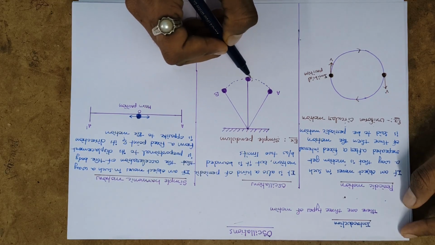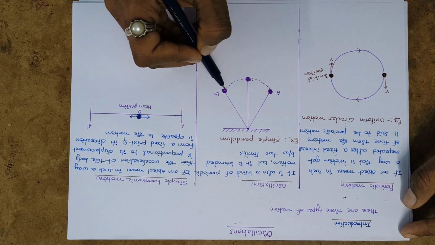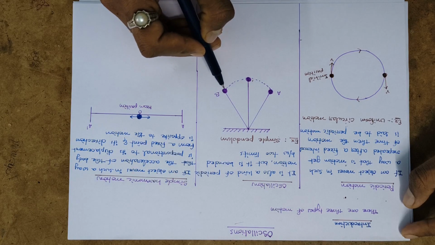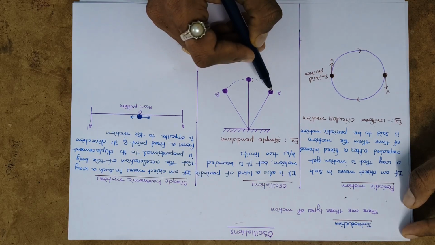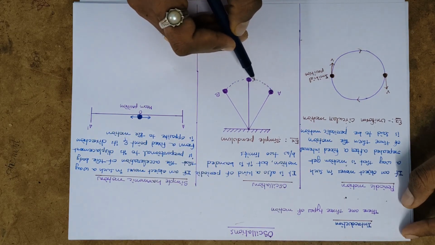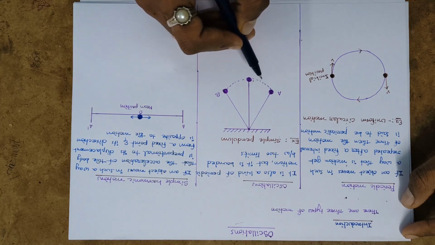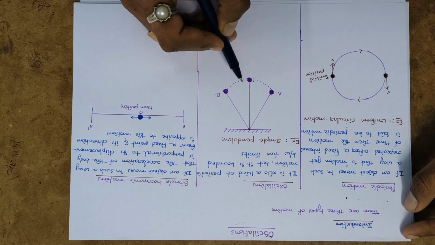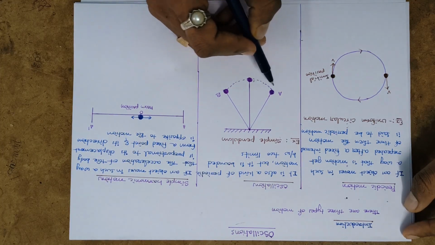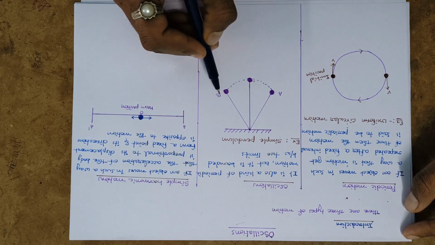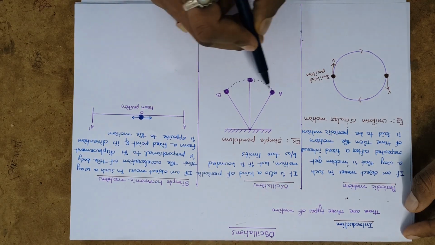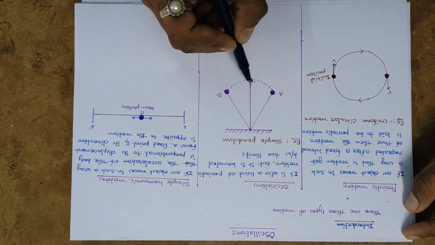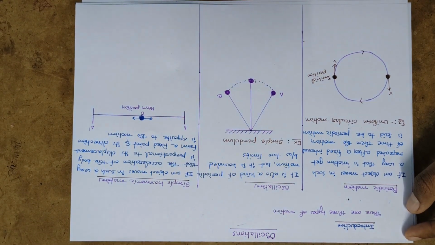Suppose I pull this object up to a certain limit with some force, and then I release it. What will happen? This object will move towards A and reach point A, again come to point B, again move to point A, again come to point B. Like that, the object will oscillate between two limits A and B. Here A and B are called extreme positions. So this type of motion is called oscillations.